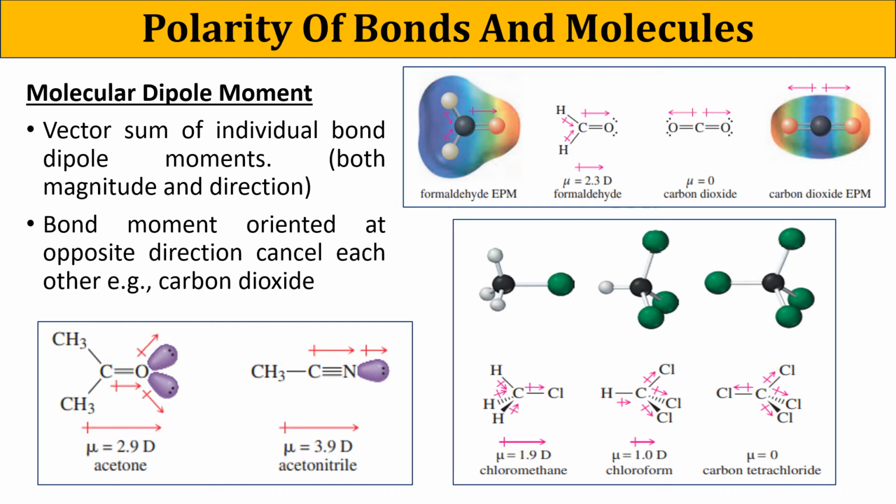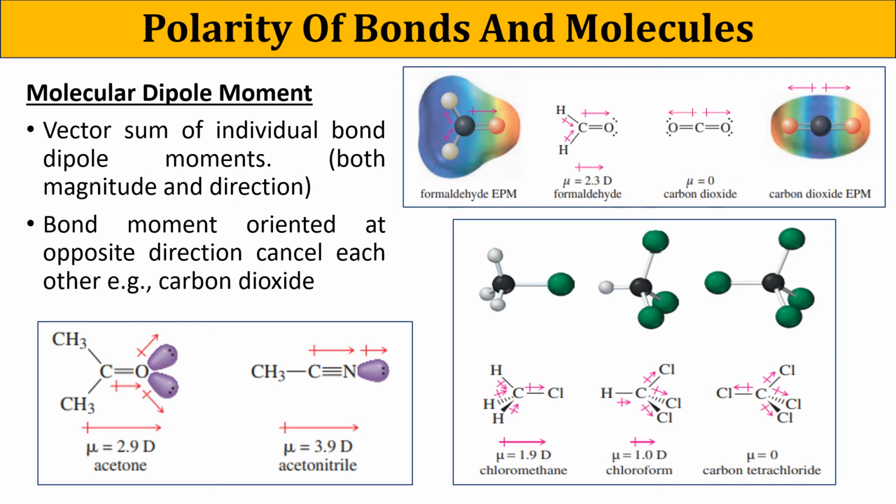The structures of formaldehyde and carbon dioxide are shown in the diagram together with their electrostatic potential maps. These electrostatic potential maps show the direction of the bond dipole moment with red at the negative end and blue at the positive end of the dipole. In carbon dioxide, the bond dipole moments are oriented in opposite directions, so they cancel each other out.